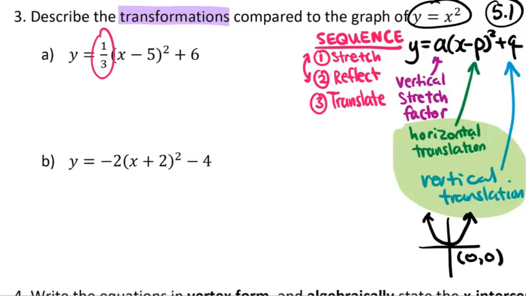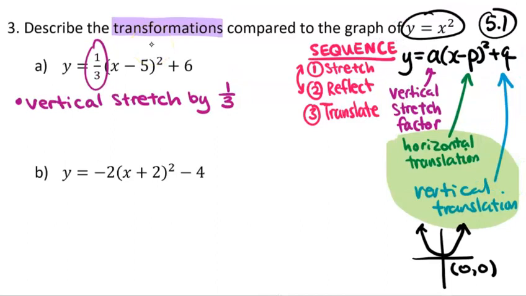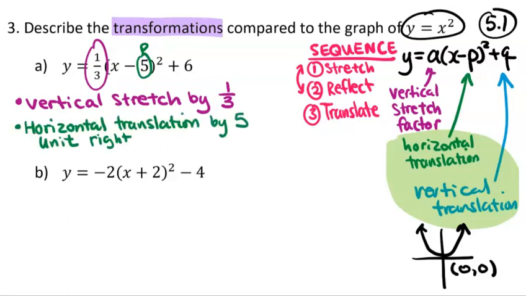Our stretch factor is 1/3, meaning every original y value will be multiplied by 1/3. Next, we have a horizontal translation of p, and p here is just a +5. And a positive indicates a move towards the right horizontally. Finally, we have our q value of +6, and that is a vertical translation by 6 units up.